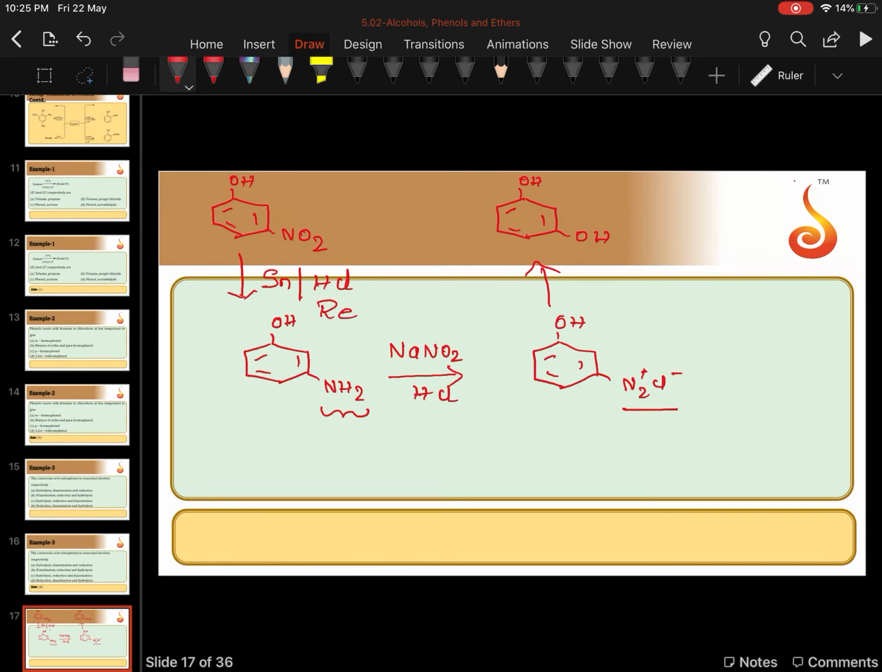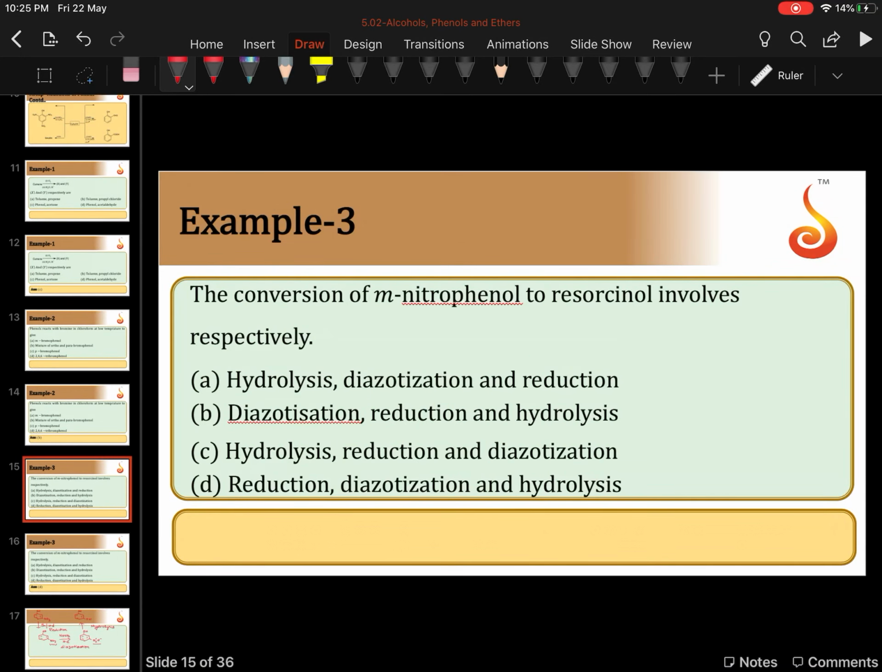So the first step is reduction. Second step is diazotization. And the third step is hydrolysis. Now let us see where this option is there. Reduction, diazotization, hydrolysis. So option D is the correct answer.